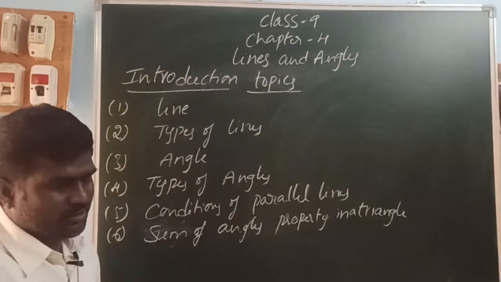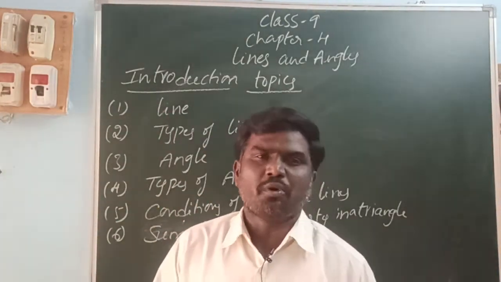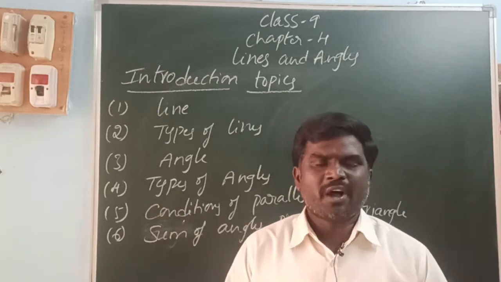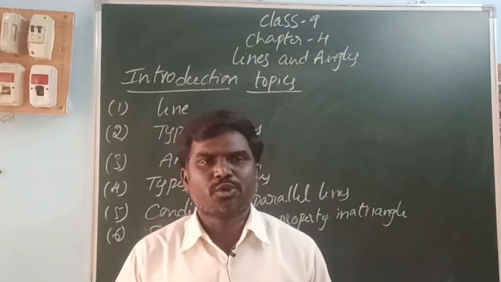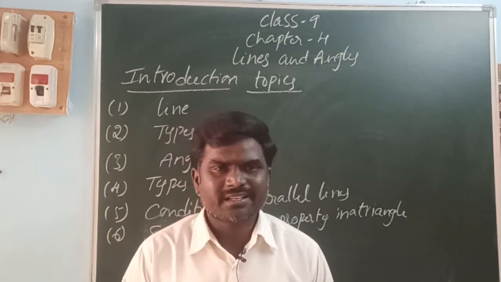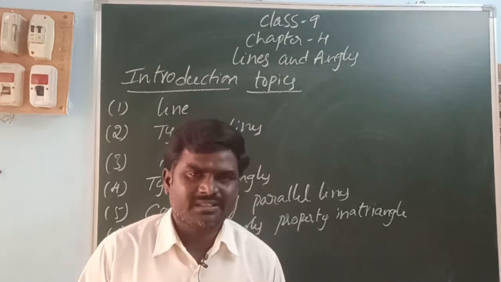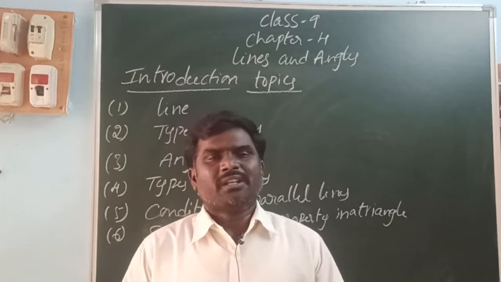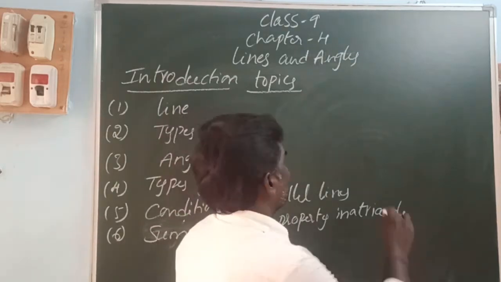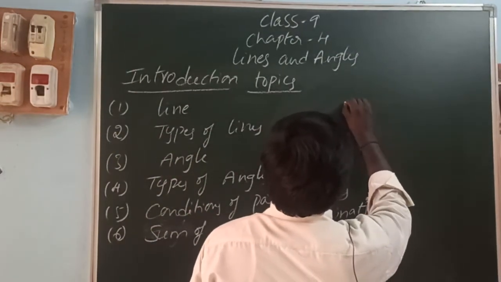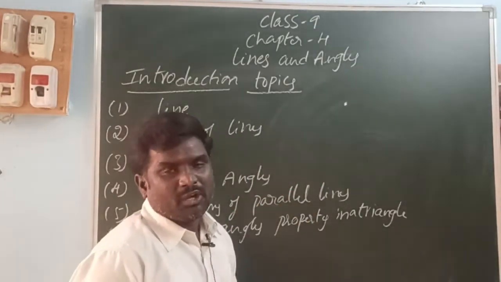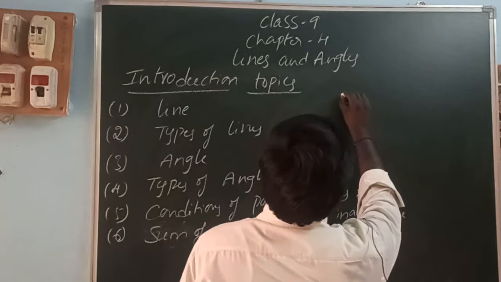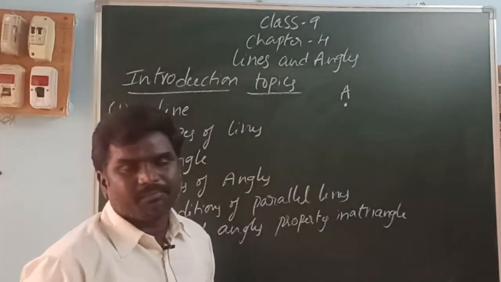Before we go to the line, know about the point. Point means a dot which has no dimensions. That means there is no breadth, no length, no height, no thickness, no mass, no weight. The dot is called a point. So here this is called a point. For the point there are no dimensions. The points are denoted by capital letters.